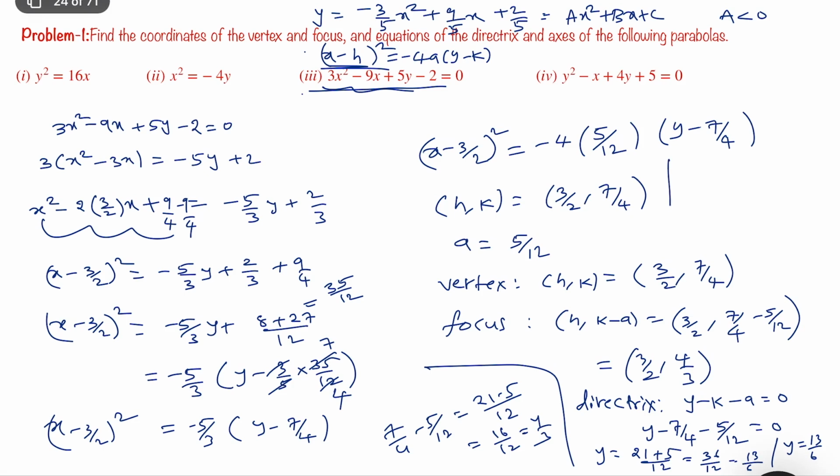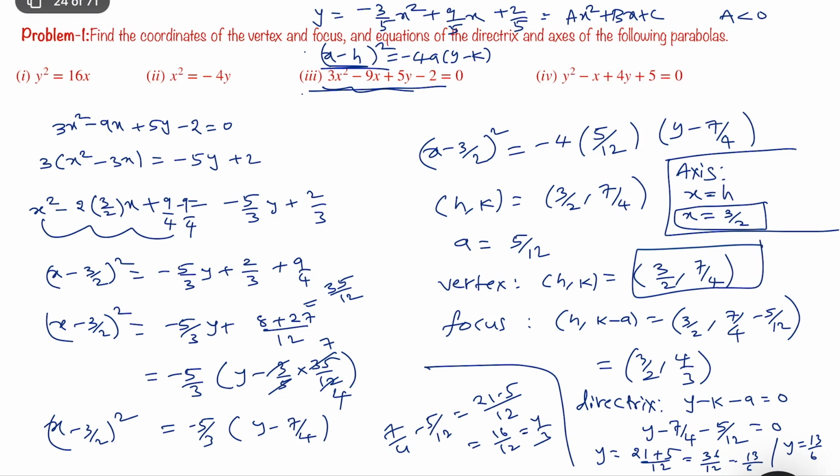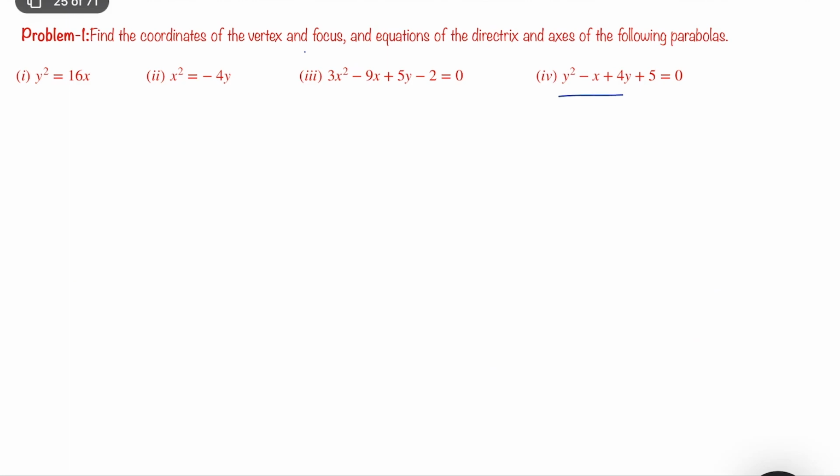Next, finally, we want to answer the axis. What is the axis? The axis is going to be x equal to h. That means x equal to 3 by 2. So this is going to be the axis of the parabola, which is a line parallel to the y-axis. Okay, fine. So we have a vertex and we got a focus, and this is the directrix, and this is the axis. Fine. Now let us answer this.